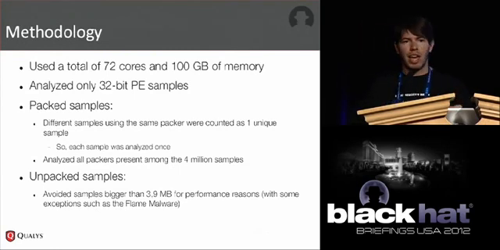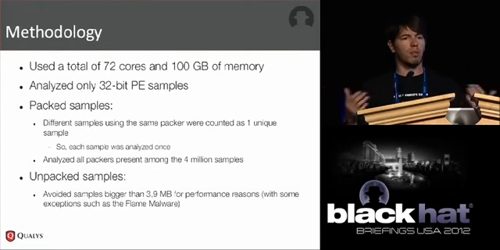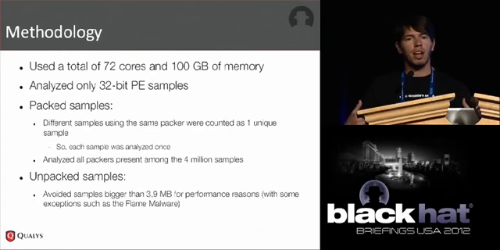For packed samples, for each version of the packer, we only consider one sample in the analysis. So when we're talking about these 4 million, for each version of the packer, we only consider one sample, even though it might have like 700,000 samples, because as I said, we analyze it statically before unpacking, and because of that, each packer will give you the same results. So to not mess with our results, for the packer version, we only consider one.